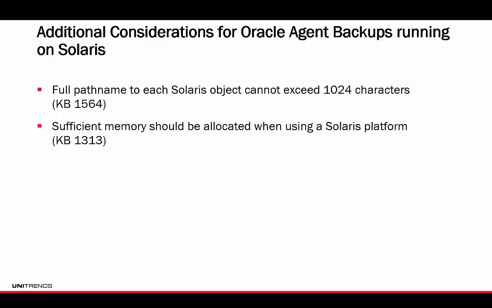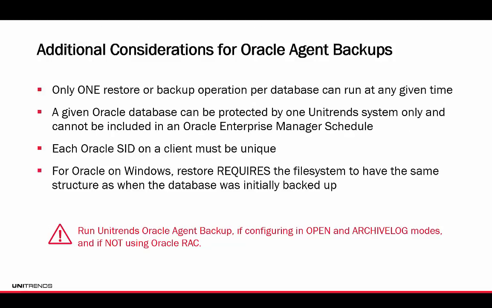Now, there are a couple additional considerations for Oracle Agent backups running on Solaris. You want to make sure the full path name to each Solaris object is less than 1024 characters. There's a KB article, 1564, for more information on the full path name character count for Solaris. You also want to make sure you have sufficient memory allocated when you're using the Solaris platform. KB Article 1313 talks about memory allocation when you're running Oracle specifically on the Linux or Solaris platform.